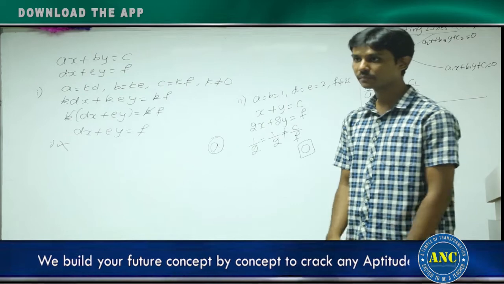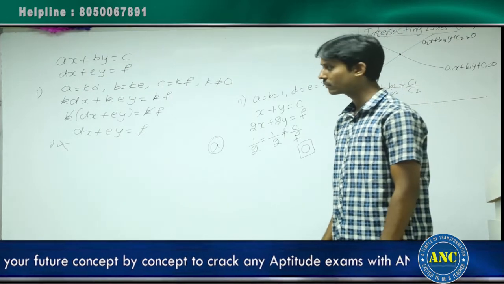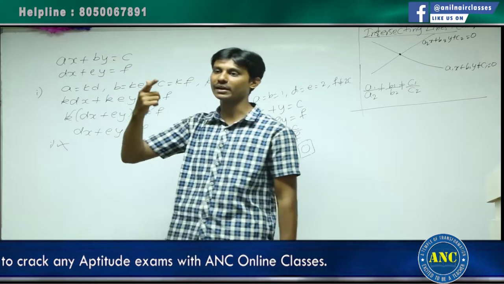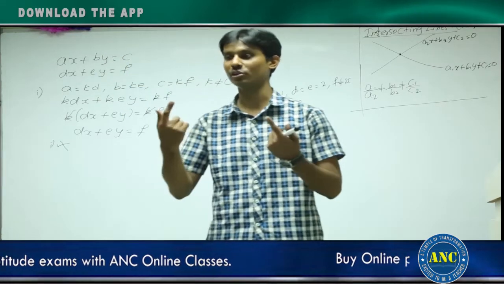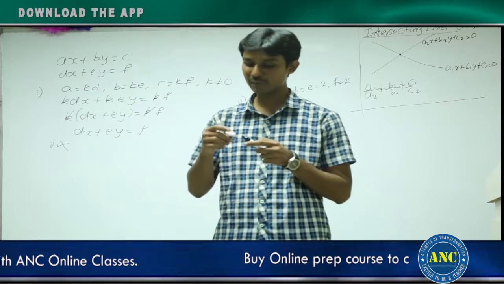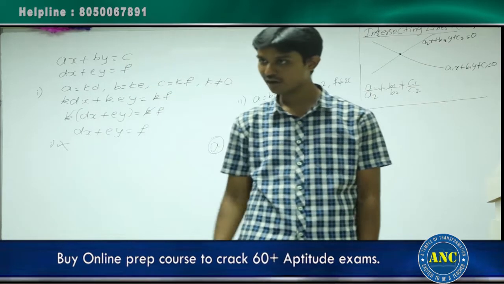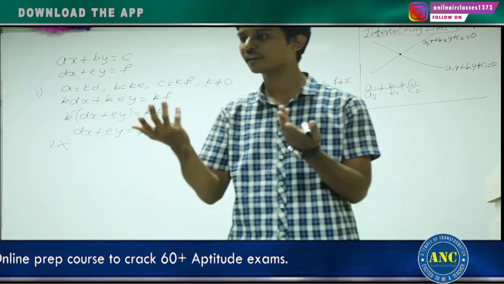Approach clear? This is not giving the answer. See, what is this? Both are the same lines, overlapping lines. Overlapping lines will have infinite solutions. Infinite solutions means how many? According to you, is infinite 100 or 1000 or 1 lakh? Which infinite are you talking about?